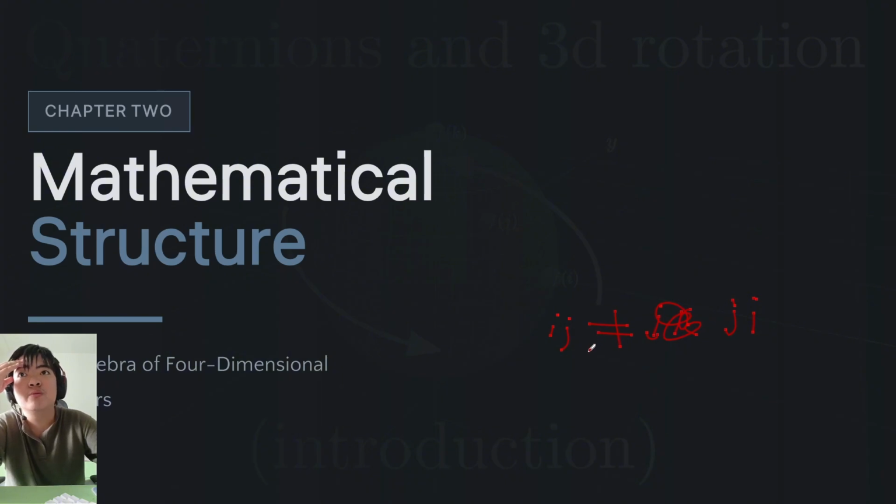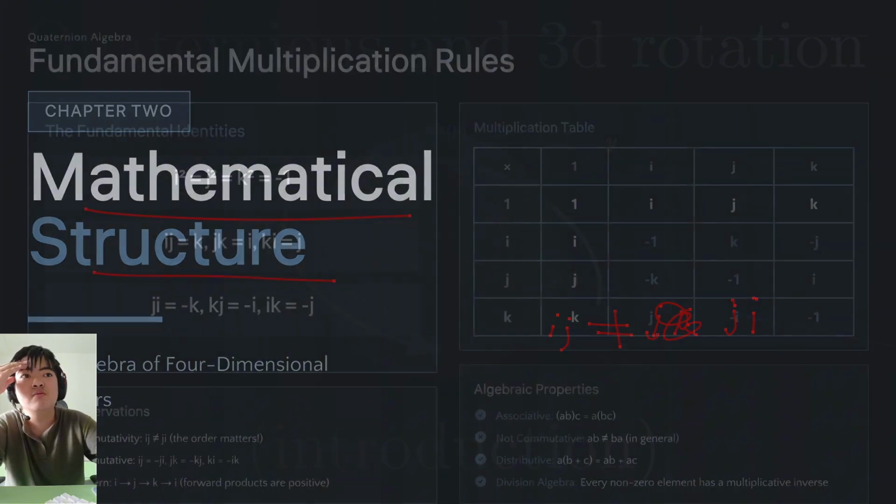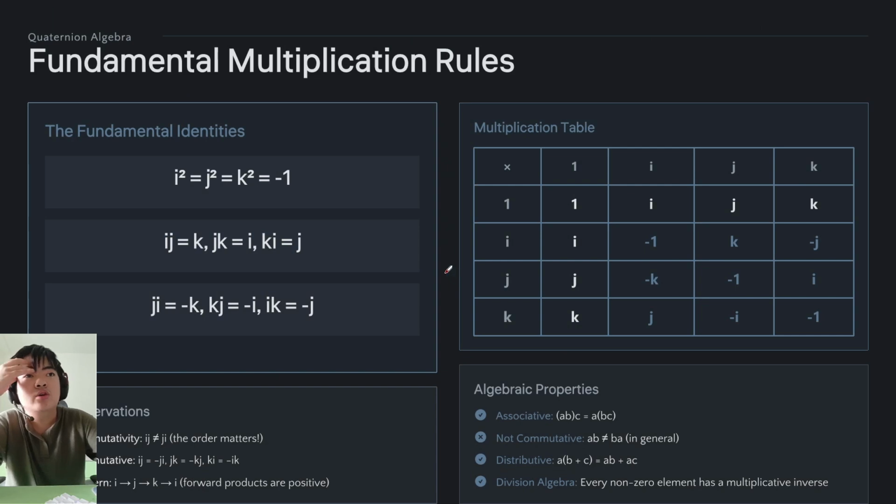Chapter 2, mathematical structure. Quaternions form a complete algebra system. One, multiplication is associative, but non-commutative. Two, every non-zero quaternion has an inverse. Three, they form a division algebra, one of only three over the real numbers, alongside the reals and complexes.